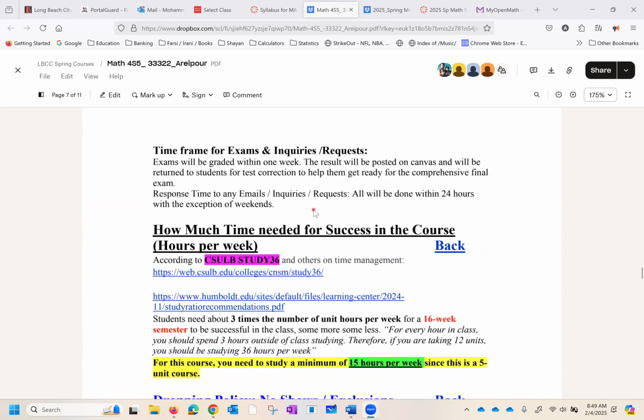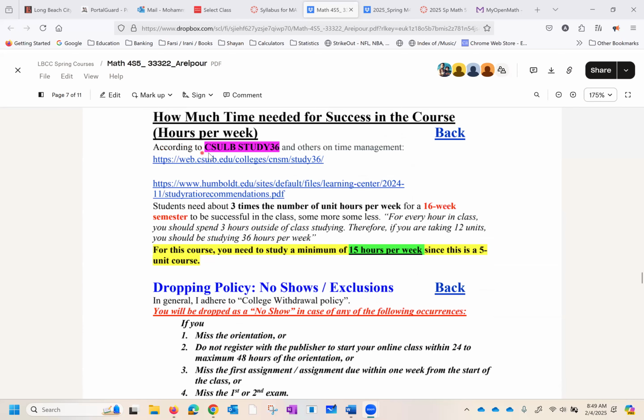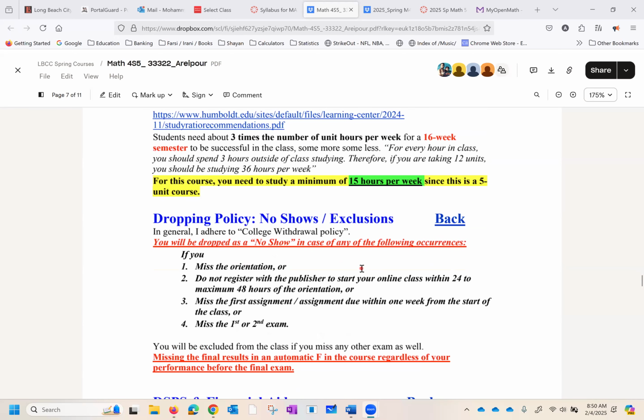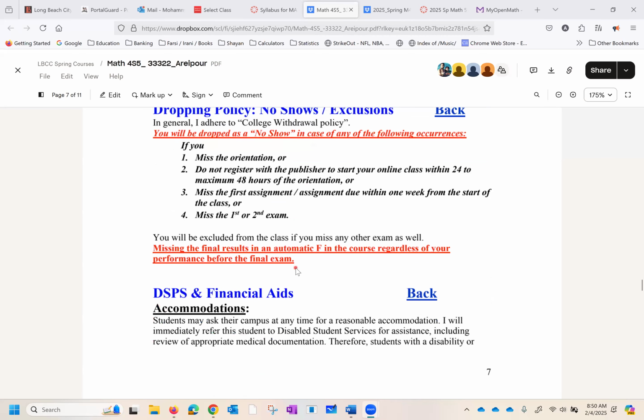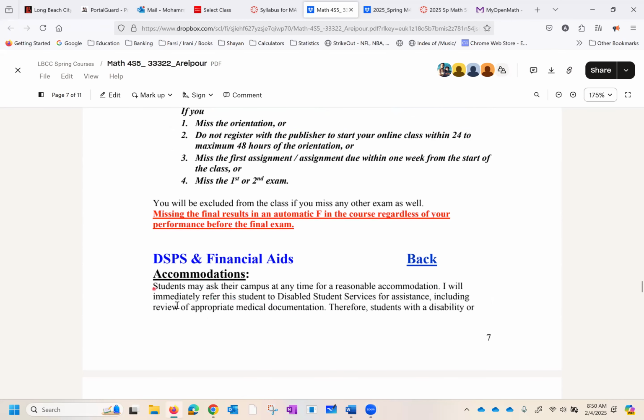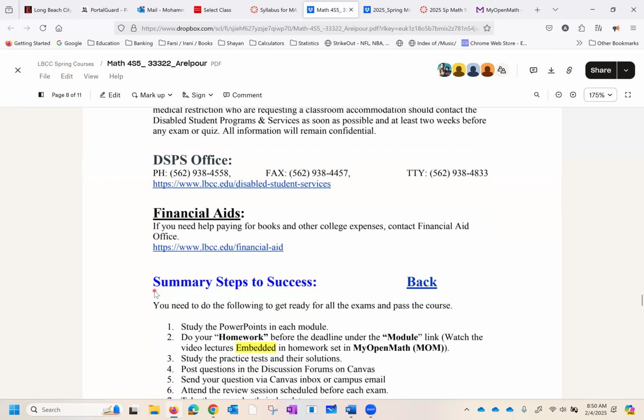And then there is more information here. And this is important to me for everybody to follow, called CSULB Study 36. That indicates students need about 3 times the number of units per week for a 16-week semester to be successful. So therefore, it means what? We need 15 hours per week for this course because it's a 5-unit course. The dropping policy basically indicates that if you miss the orientation or the first assignments or any of the exams, one may be dropped. Then we have more useful websites such as DSPS and financial aid, and I hope everybody pays attention to those.